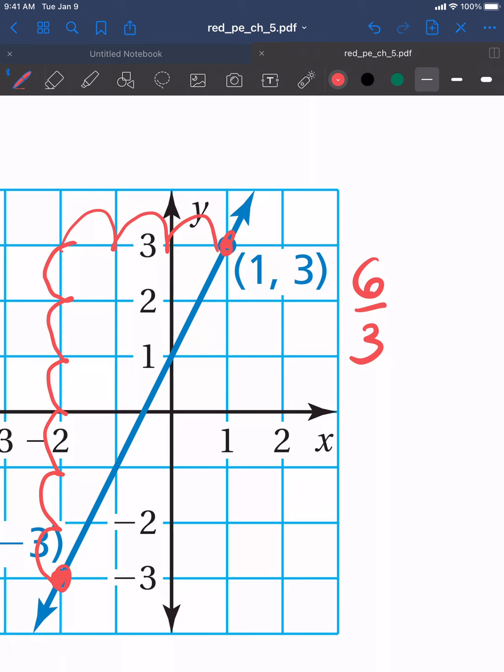That's 2, right? But now, here's my question. What's 2 as a fraction? Slope is always a fraction. Okay? Even if it's a whole number, it's got to be over a 1.